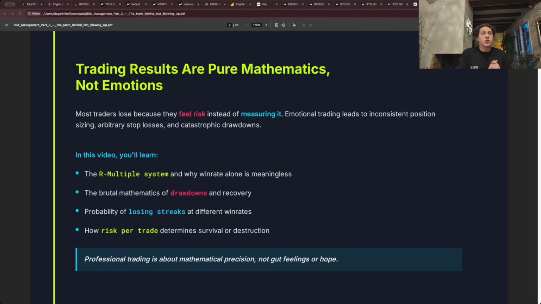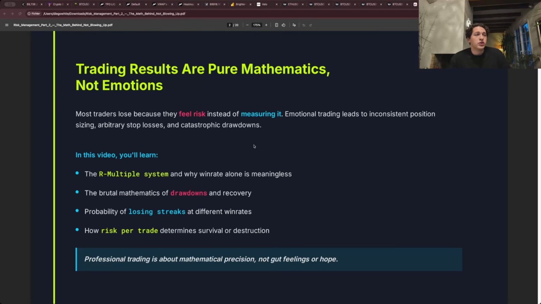So most traders lose because they feel the risk instead of measuring it, okay? And it's normal to have risk in trading. It's normal to lose. You guys will experience a big losing streak in your trading career, and that is totally normal. That is just mathematically like an obligation. This is 99% sure that you guys will experience within 1,000 trades 5 to 7 losses in a row.